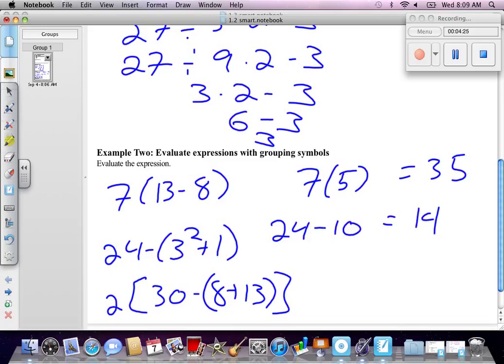Next one, we've got 13, 14, 15, 16, 17, 18, 19, 20, 21. 30 minus 21 is 9. 2 times 9 is 18.